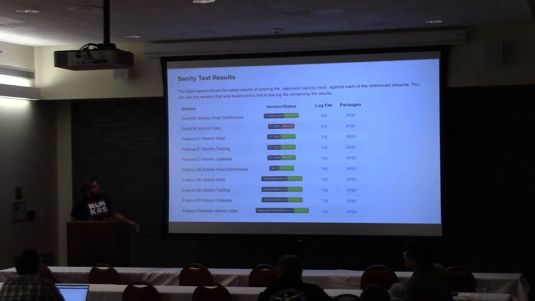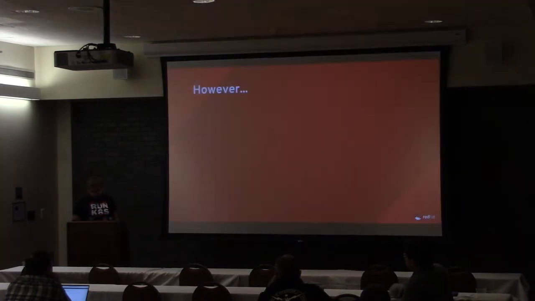And so, this is our bar for success. We're testing 11 some odd variants plus the RHEL variants that are internal. So we were doing pretty good.